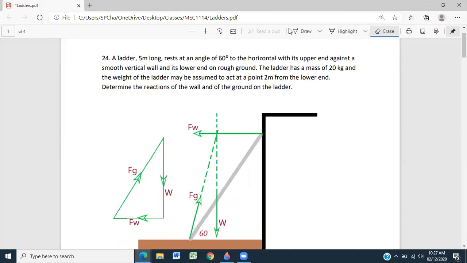Okay. Number 24. A ladder 5 meters long rests at an angle of 60 degrees to the horizontal, with its upper end against a smooth vertical wall and its lower end on rough ground. The ladder has a mass of 20 kgs, and the weight of the ladder may be assumed to act at a point 2 meters from the lower end. Determine the reactions of the wall and of the ground.